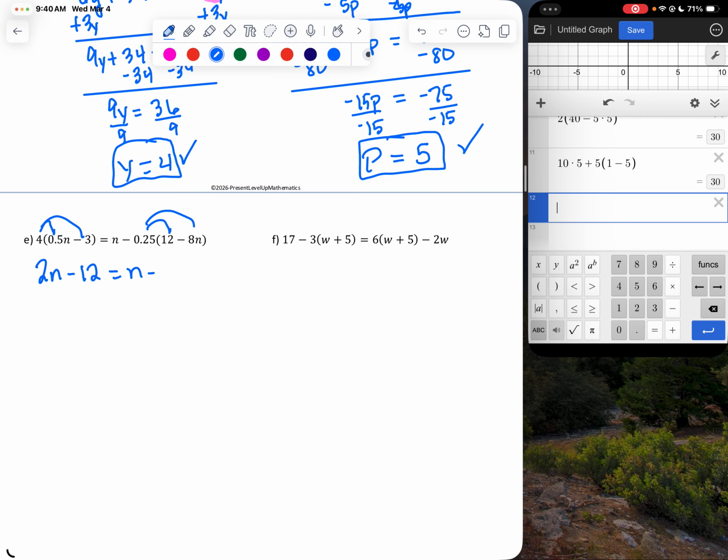Now here we'll multiply everything in this parenthesis by negative 0.25. So negative 0.25 times 12 would give us negative 3.